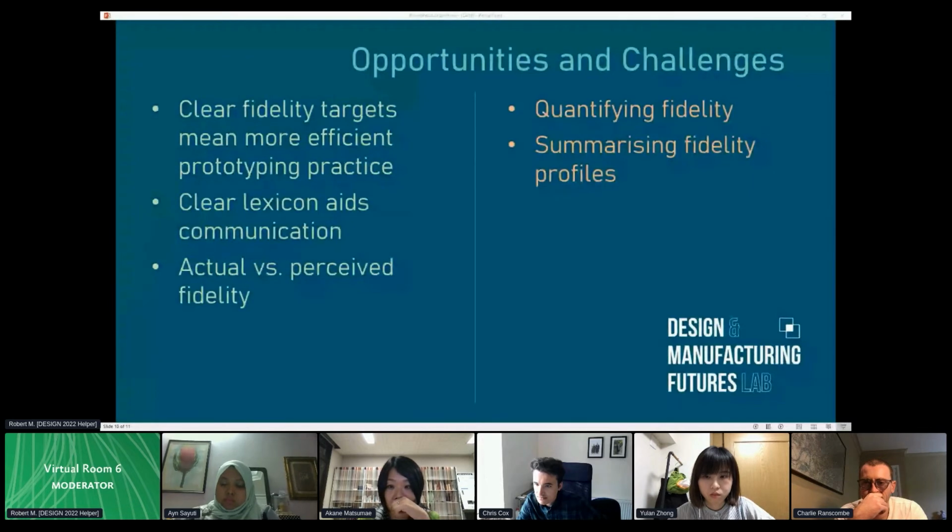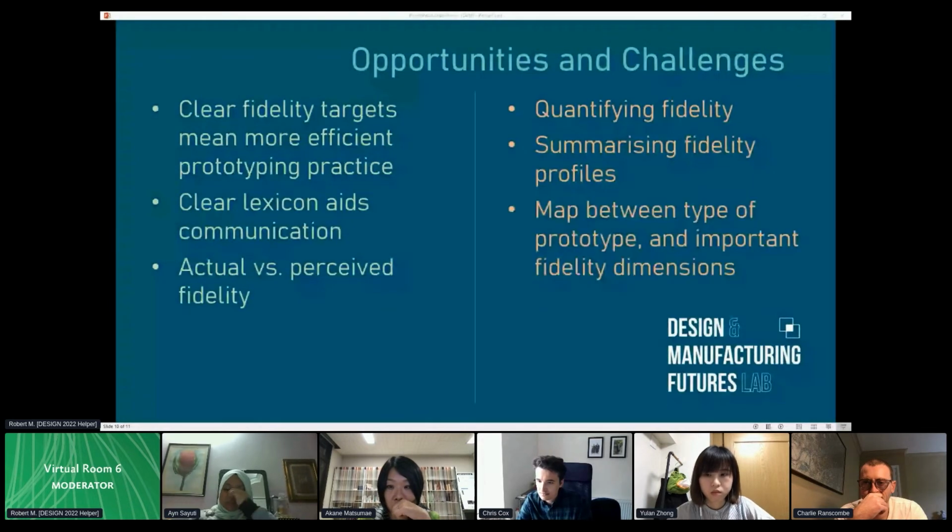And finally, the importance of the different dimensions of fidelity should be investigated. Different product classes and types of prototype will depend on different dimensions of fidelity, and these relationships need further investigation in order to fully understand how best to use mixed reality prototypes.